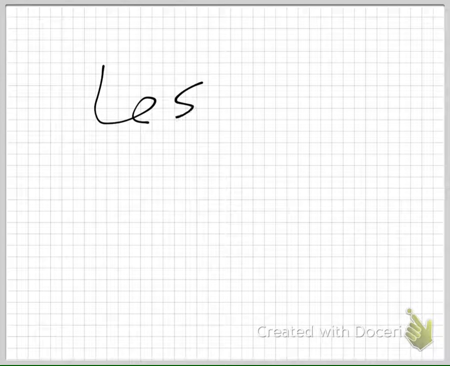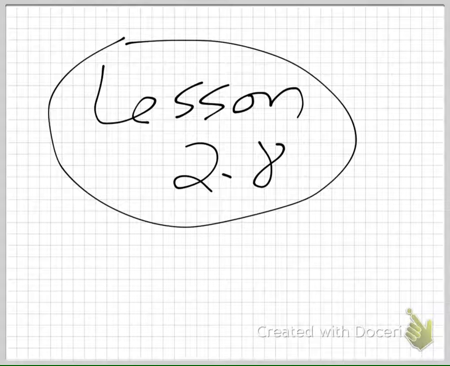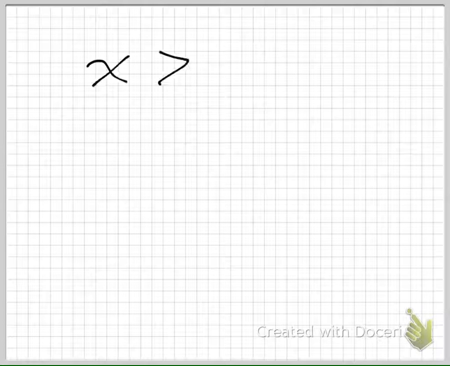All right, this is lesson 2.8 in pre-algebra, inequalities and their graphs. This should not be a huge surprise to you. An inequality looks like this: x > 3. Can somebody read that to me? How do you read this?